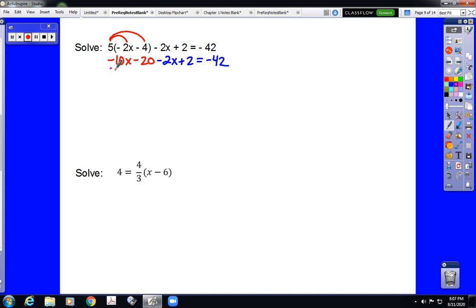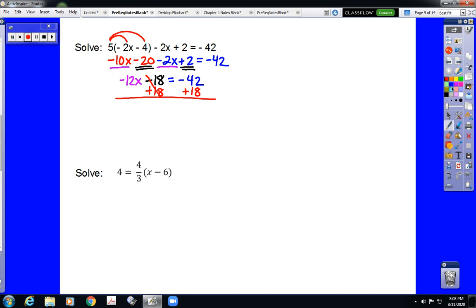So we have on the left side negative 10x and negative 2x, which would be negative 12x. And we have negative 20 and positive 2, which would be negative 18. And that will still equal negative 42. Add 18 to each side to isolate the variable, because that's our next step. We've expanded, we've combined, now we isolate.